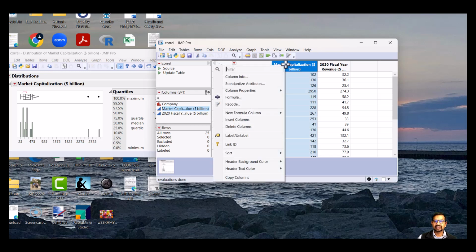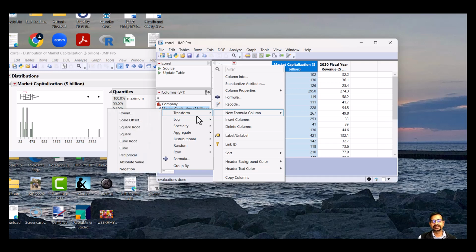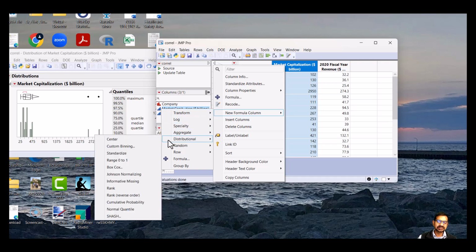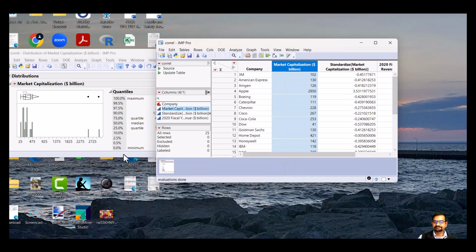We right-click on the column, then we click on New Formula Column, and this is a distributional option. So we have a bunch of options: statistical, transform the data, doing a log. The distributional option is standardized. So standardized is essentially taking the z-score. So we click here, and we obtain the z-scores for each of these market cap values.